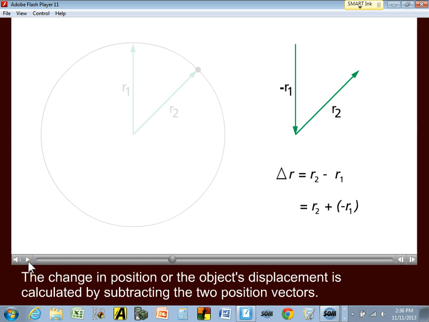Okay, remember we're going to reverse R1 if we want to subtract R1. So we're going to take the final position vector R2 and we're going to subtract R1. And so now we're going to connect this up here. So you'll see.